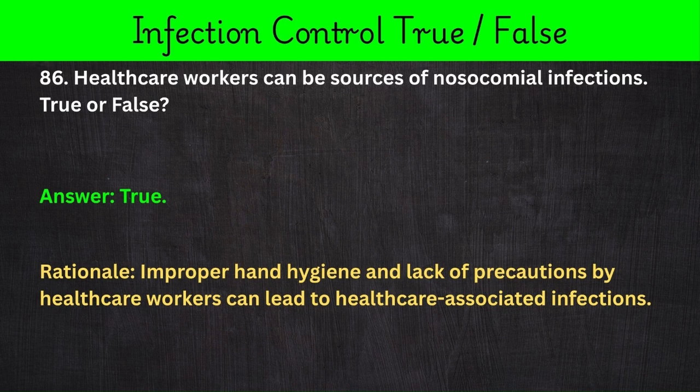86. Healthcare workers can be sources of nosocomial infections. True or false? Answer: true. Rationale: improper hand hygiene and lack of precautions by healthcare workers can lead to healthcare-associated infections.